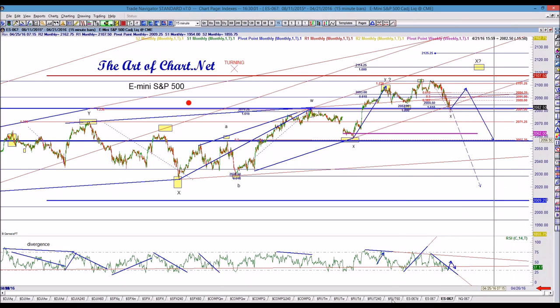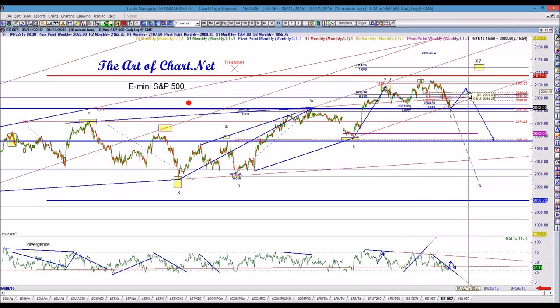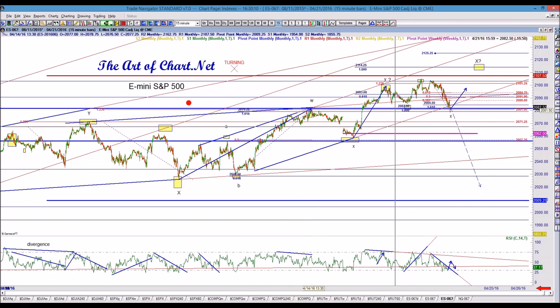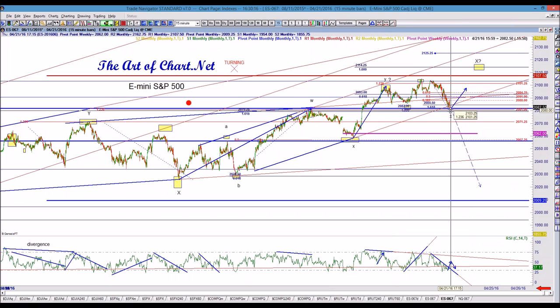Do I know that's going to happen? I have no idea. Does anybody know? Nobody knows. But what I do know is this: I know that there's support here, and if I see it, I trade it. And I don't have a bias whether this is going to go up or down. I'm trading the setup, and that's kind of it.